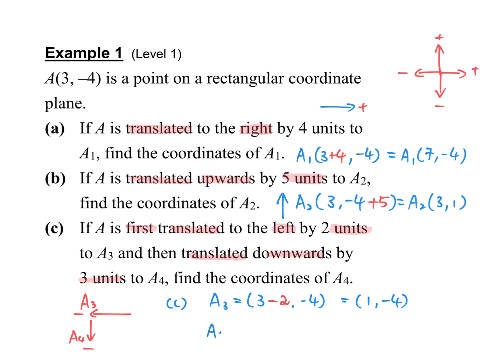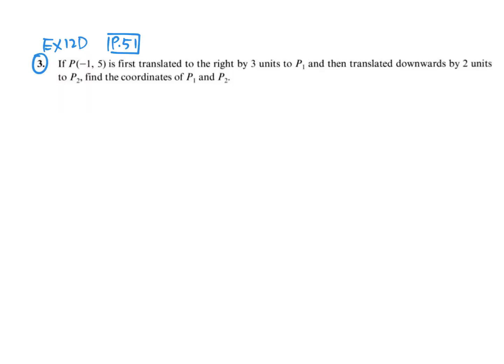But for A4, it is from A3. So now let me get ready with the 2 points. But this time, the translation is downwards, so there is only effect on the y coordinate, and downwards the effect is a minus. So here, -4 and then -3, and then at the end, A4, the coordinates will be 1 and -7.